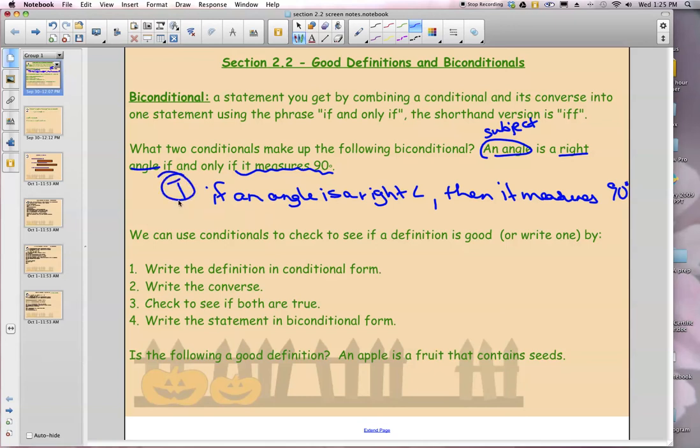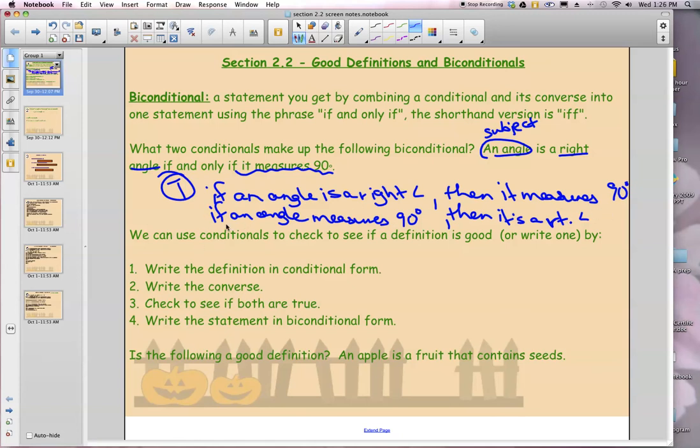The converse of that, remember that we write the "if" and the "then" stay, and the subject stays. But then we switch the other two pieces for its converse. So we would say, if an angle measures 90 degrees, then it's a right angle. So this would be a conditional, and this would be its converse.